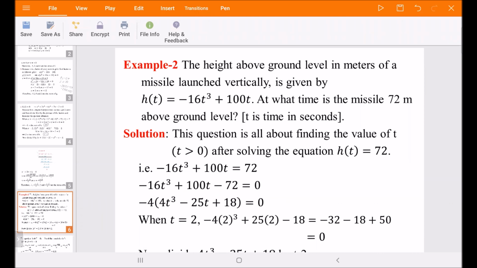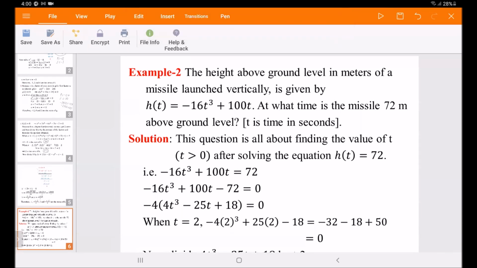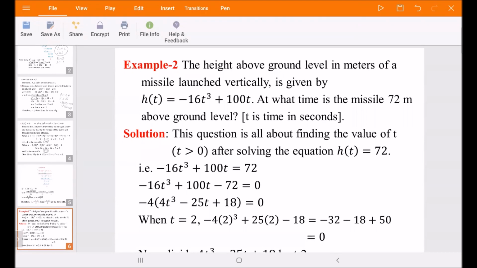This problem is, I think, not a big deal. It is simple because h of t is equal to 72. Then you solve for t. That means indirectly you will find the zeros of the polynomial after taking 72 to the other side. But remember, because t is time in seconds, it can take only positive values. T must be greater than 0.